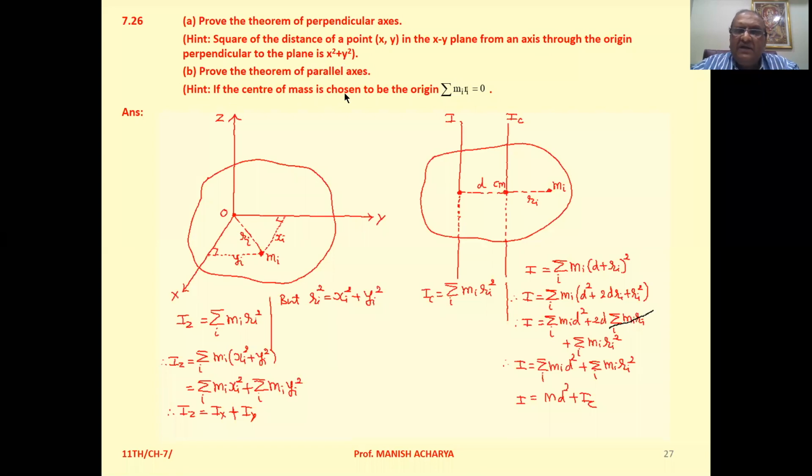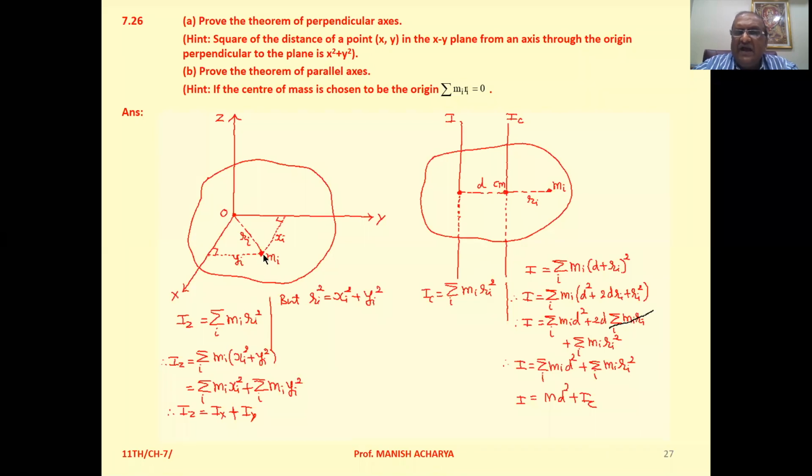And if the center of mass is chosen to be the origin, then sigma mi ri is equal to 0. Now suppose, as shown in the figure, this is the planar body, which is in the xy plane, and the z axis is perpendicular to the planar body. Here O is the origin of the Cartesian coordinate system.